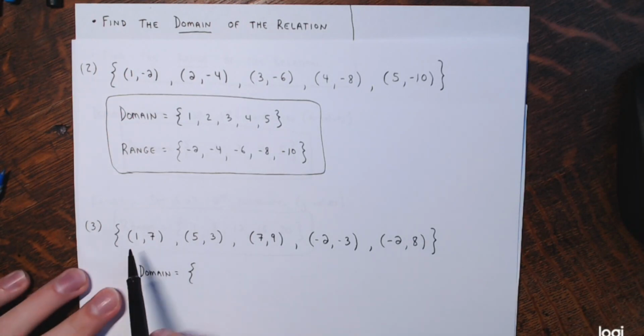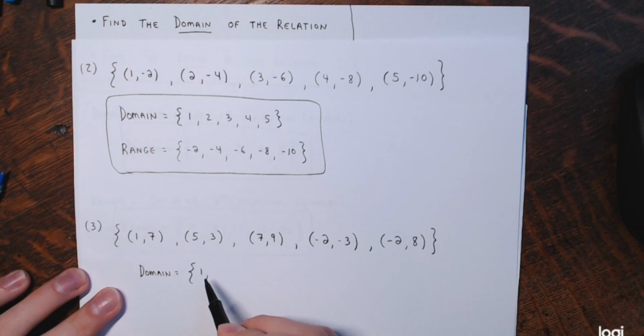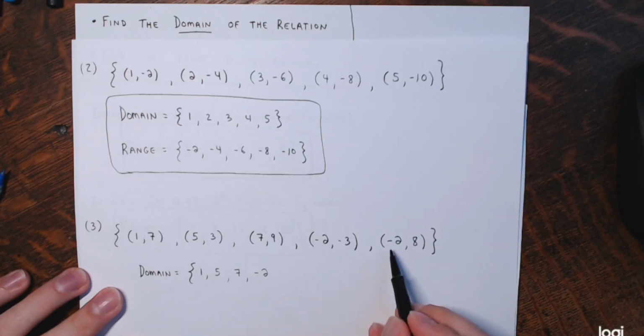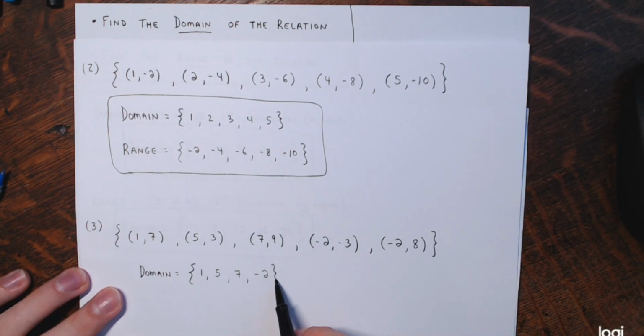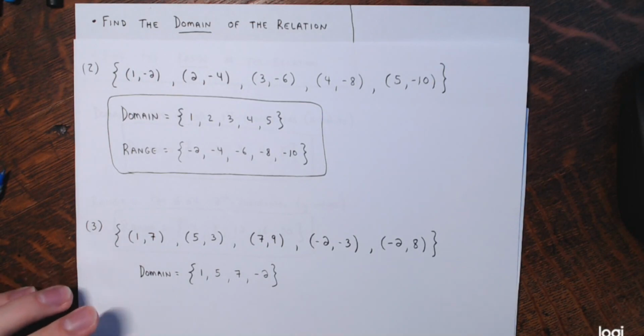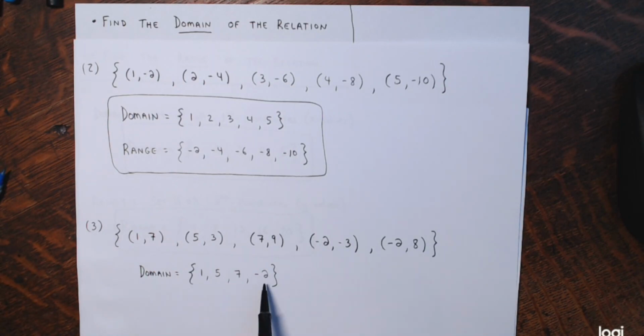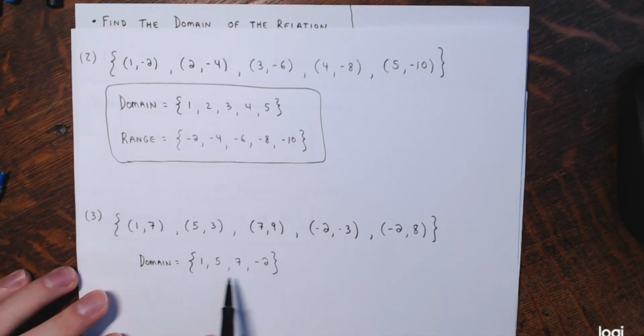You may notice here, 1 is an x coordinate, 5, 7, -2, and -2 again. So I'm done. I already wrote -2. There's no reason to write -2 twice. You're just stating what numbers appear as x coordinates when you're writing the domain. Now sometimes they'll have you write it from lowest to highest, so you would put -2 first, but this is fine for me right now.